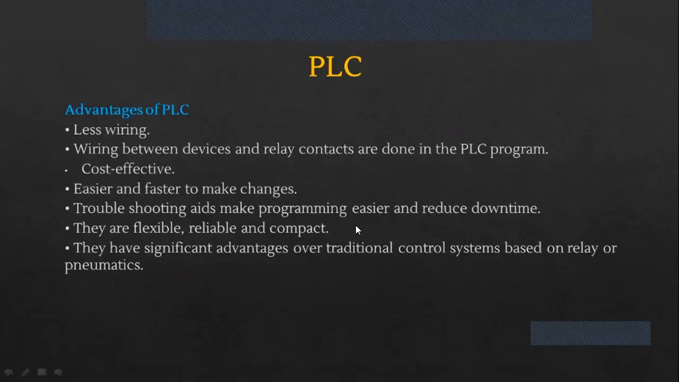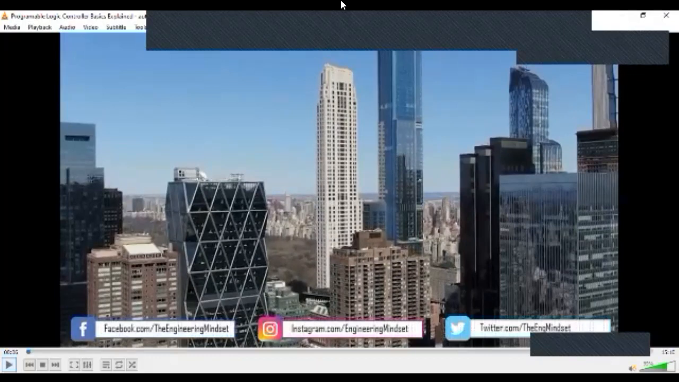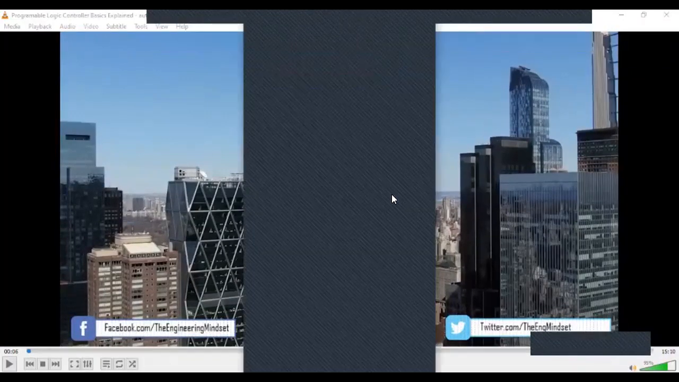Okay, you see the advantage of PLC, or let us have a video. Here we'll see a video. Almost every commercial building. Is it running? You're able to hear the audio and the video also. Is it visible? Yes, sir.